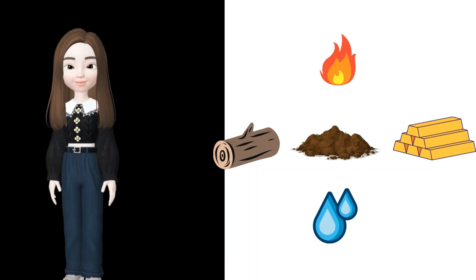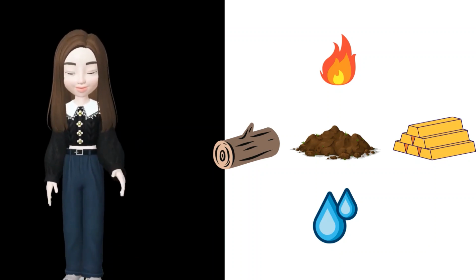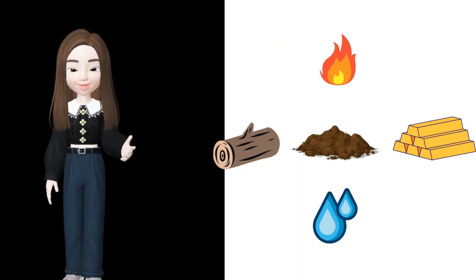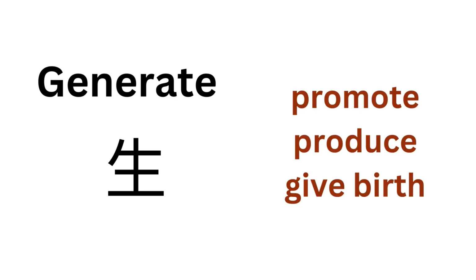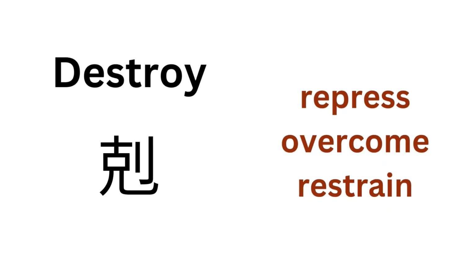The ancient Chinese believed the 5 elements held different stances toward one another. Let me first introduce you to the 2 fundamentals: generate and destroy. They are the most basic terms to describe the relationship among these 5 elements. In Chinese characters, generate means to promote, produce, or give birth. On the other hand, destroy means to repress, overcome, or restrain.